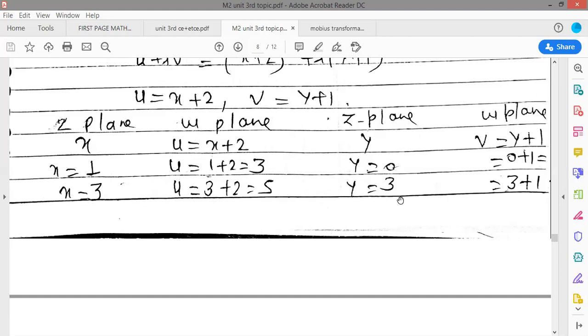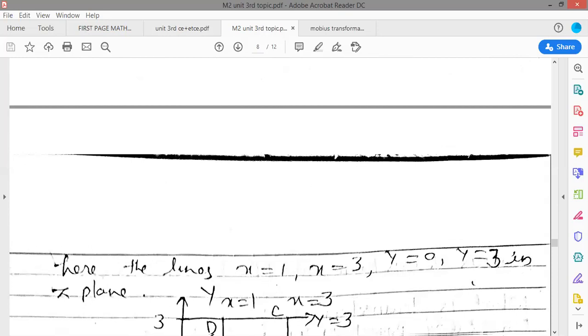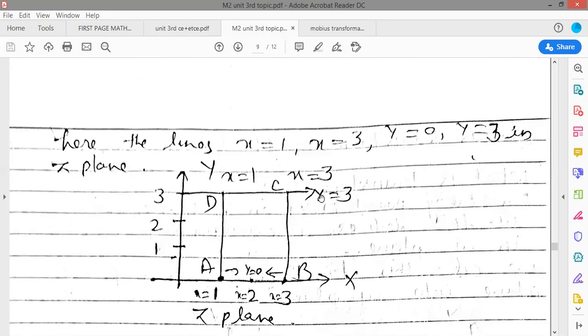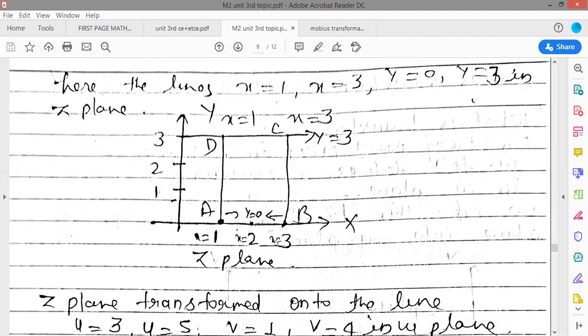Same as it is at y equal to 0 and y equal to 3, you have v equal to these values. Now just draw a figure, because you are converting your old plane into a new plane. So you have your old plane, the xy coordinates. The line x equal to 1 lies on the x axis, and y equal to 3 will lie on the y axis. x equal to 3 is parallel to the y axis, and y equal to 3 is parallel to the x axis.